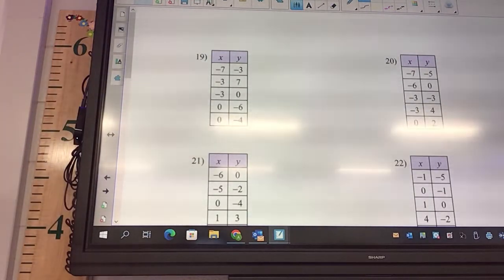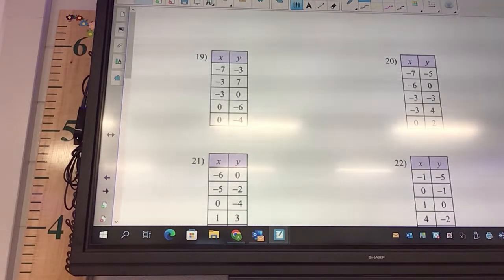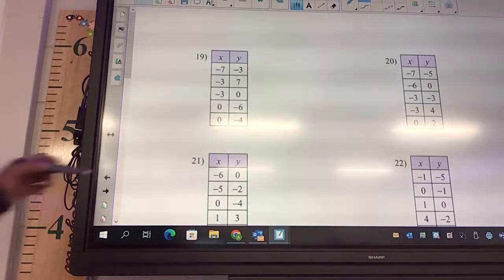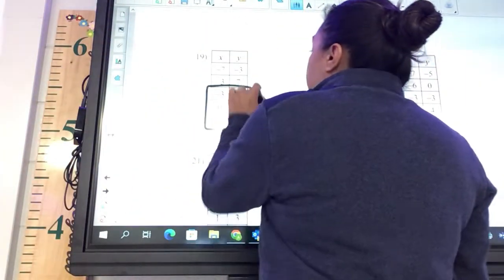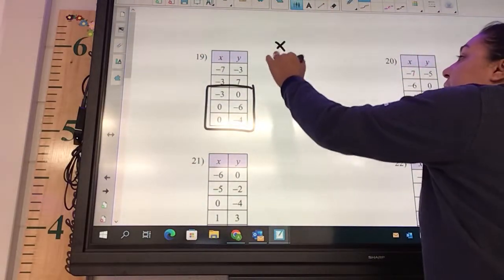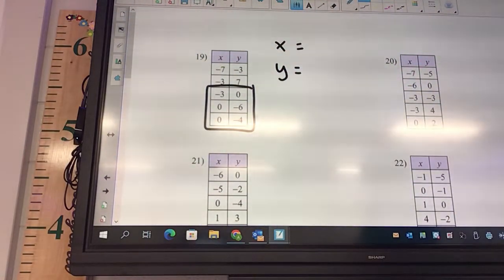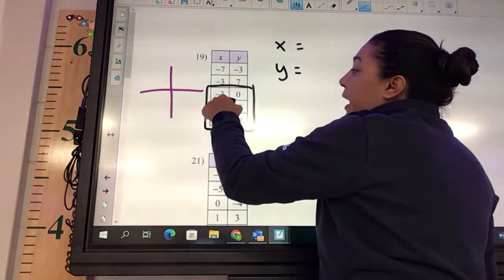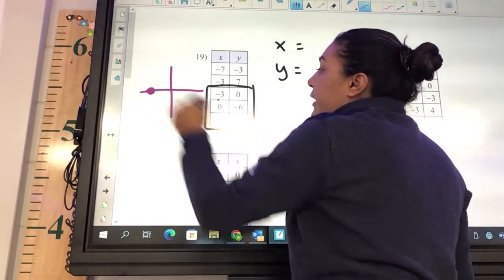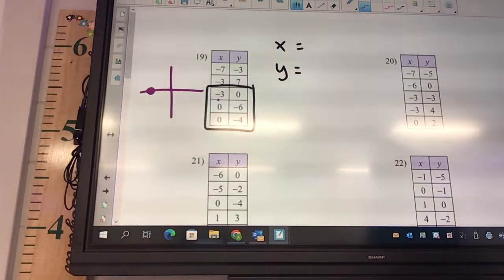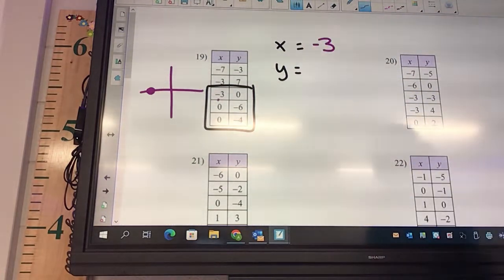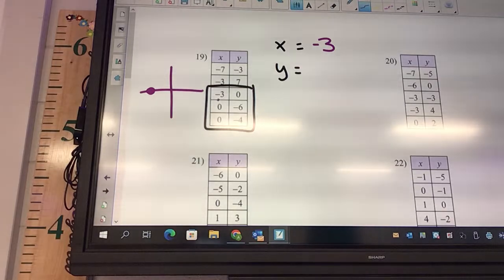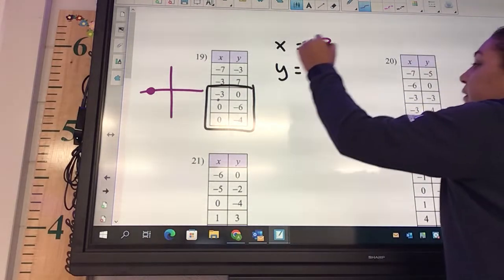0, 0, you mean. Okay, 19. We have 3 zeros on here. So that means we should have 3 intercepts total. Negative 3, 0. Is that going to be an x-intercept or a y-intercept? If you're not sure, I would go with the graphing method. So when x is negative 3 and y is 0, is that an x-intercept or a y? It's an x-intercept. 0, negative 6. That's going to be a y.